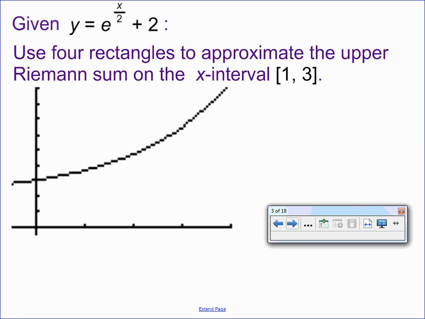Here we're going to use 4 rectangles in order to approximate the upper Riemann sum on the x interval 1 to 3. And so for this one, we're doing an upper approximation. And upper means that we're going to take the greatest function value.